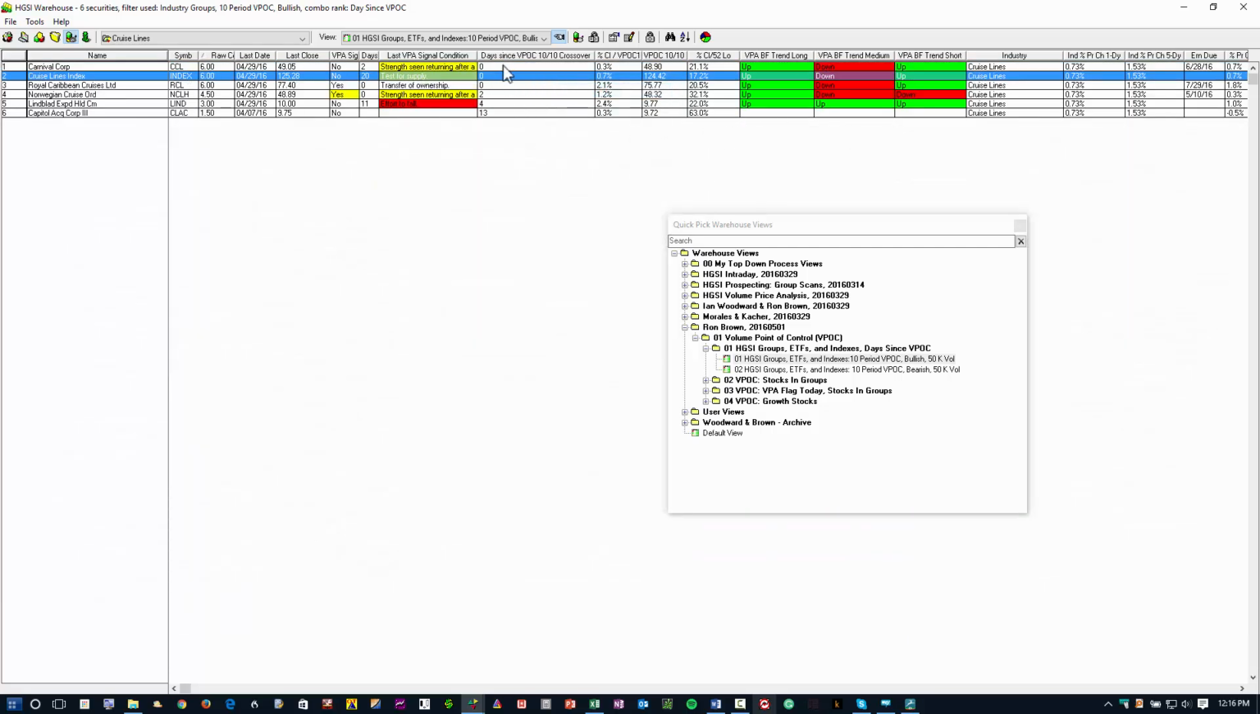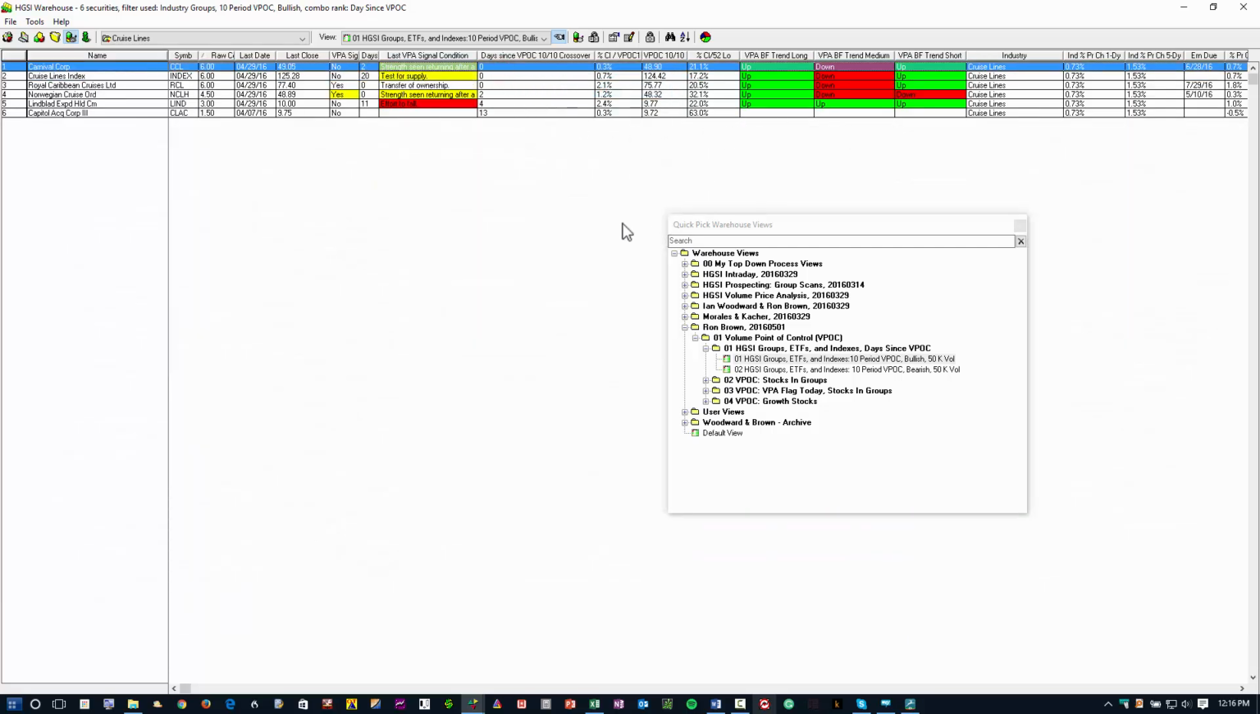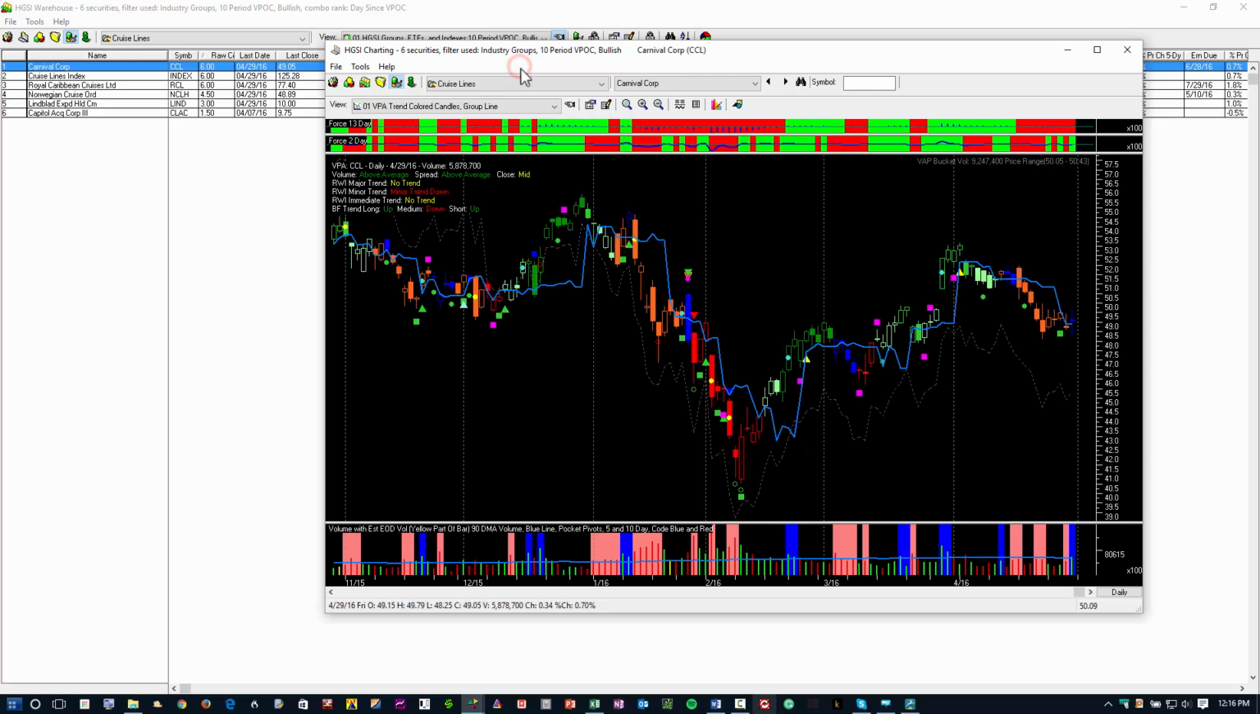Now this is only going to show us stocks in this group that have a positive volume point of control based upon the 10-10 crossover. And here's Carnival Corporation. You can see that it is now trying to hold in this area. There is a VPA signal. It is strength seen returning after a downtrend, and the bulls are trying to take control of this stock.